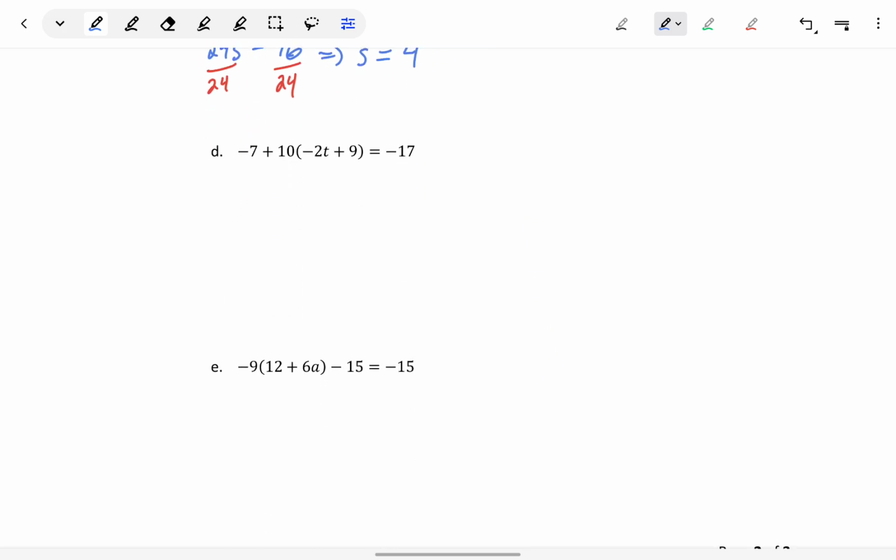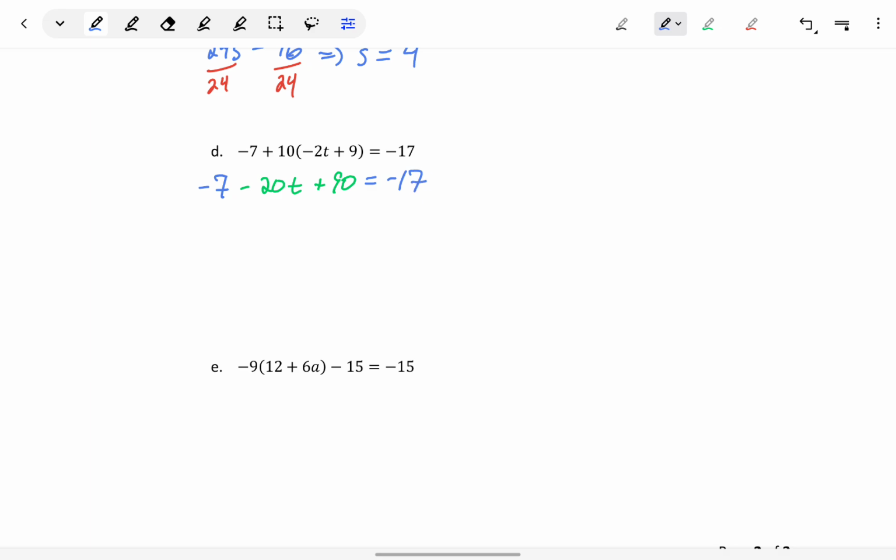In part D, again, we're building up to more and more complex problems. We start with negative 7, which initially doesn't have anything that changes with it, but then we'll look at distributing negative 10 through this set of parentheses, which will give us negative 20t plus 90, which is equal to negative 17.